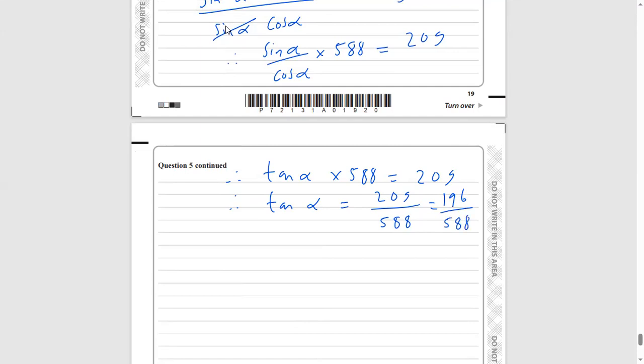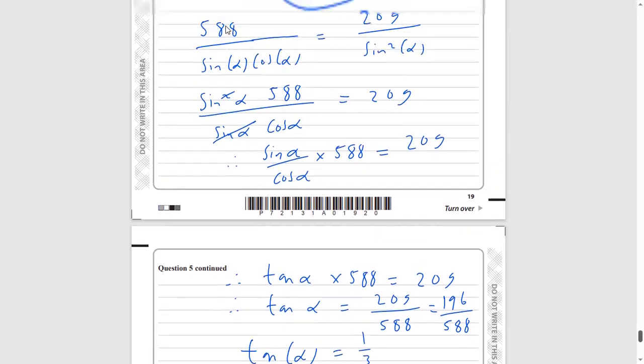I'm going to simplify that fraction in my calculator. So 196 divided by 588 is 1/3. Okay, we get a nice number. So tan alpha is equal to 1/3. That's going to help us out.